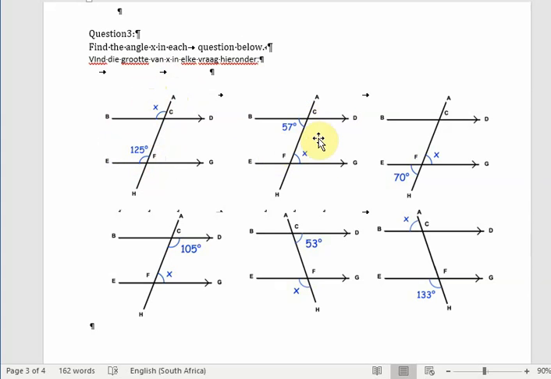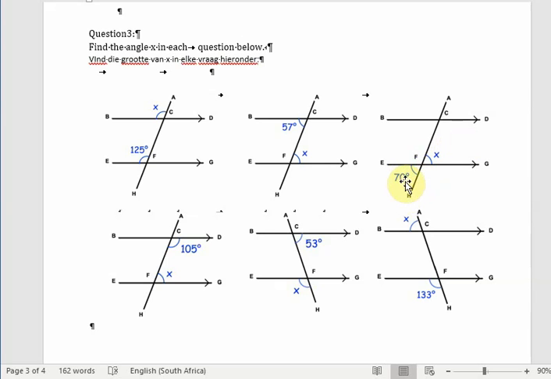At this one, 57 and X, you can see that forms a Z. Dit vorm 'n Z. 'n Z beteken, of 'n N beteken dis verwisselende hoeke, alternate angles. So alternate angles are equal, so X here is 57. Yeah, 70 and X are vertically opposite angles. Hulle is teenoorstaande hoeke. So teenoorstaande hoeke is gelyk.